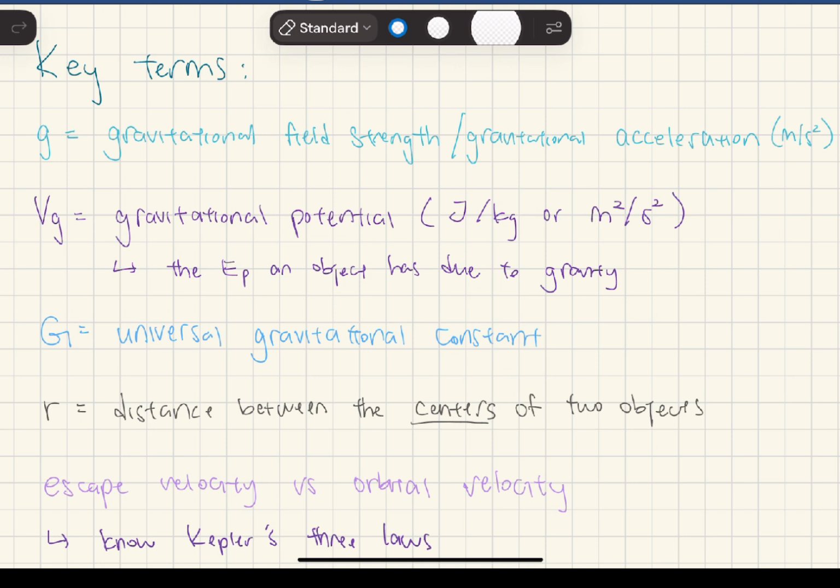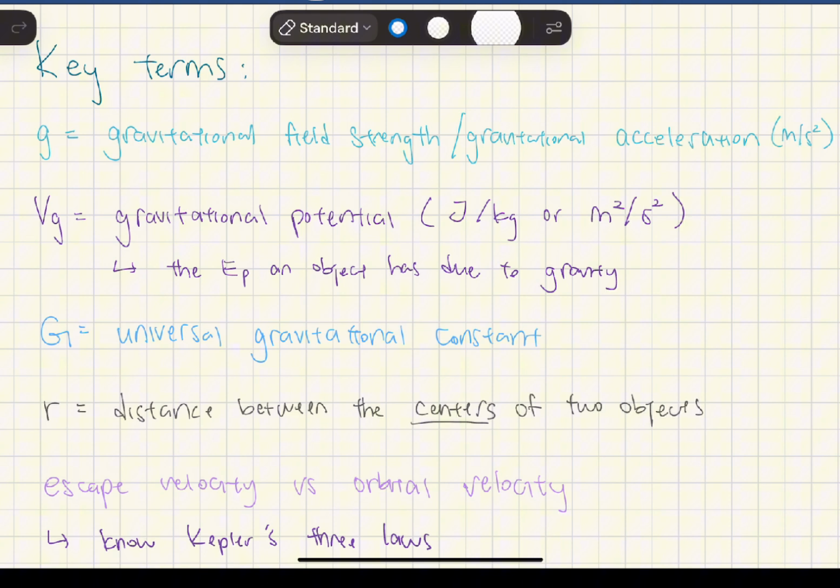But I think it's easier to understand if you just think about it as the potential energy that an object has due to gravity. So that's why it's gravitational potential. Next, capital G is the universal gravitational constant, which applies to any planet, any sun in any solar system or galaxy. That's why it's universal. And r is the distance between the centers of two objects, not their surfaces, their centers, which really matters once you have an object as big as the Earth.